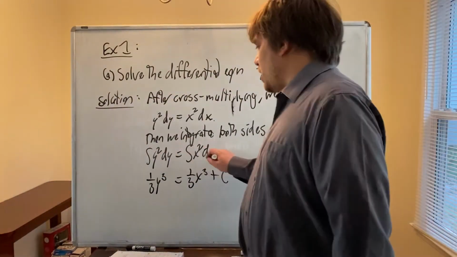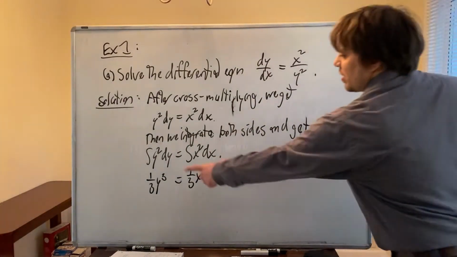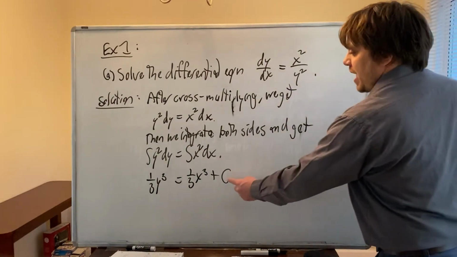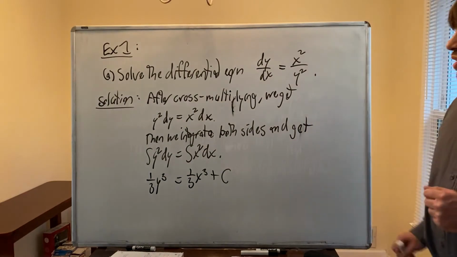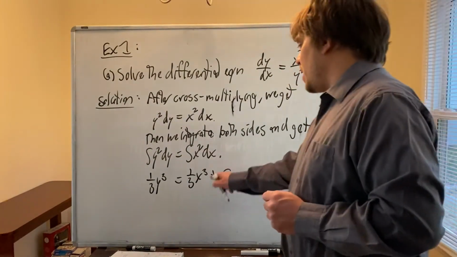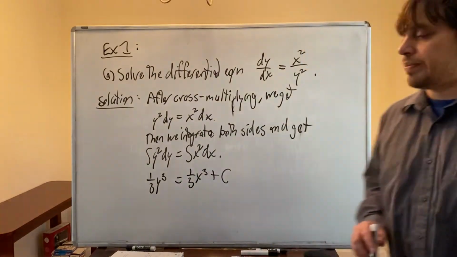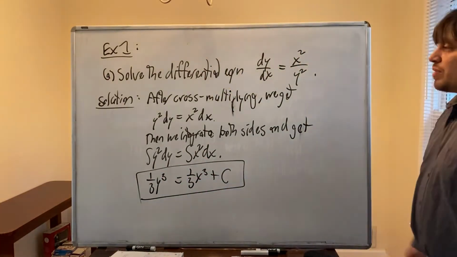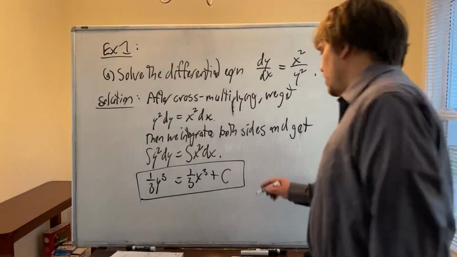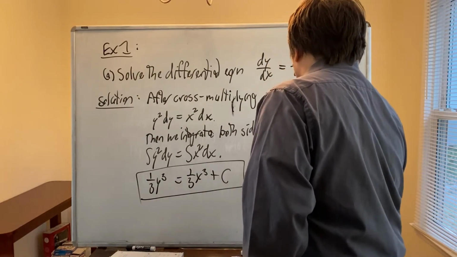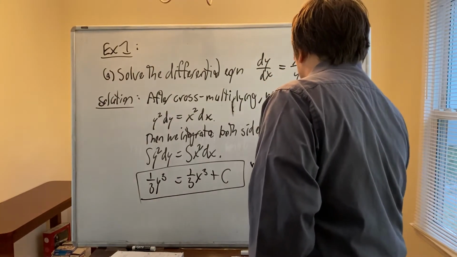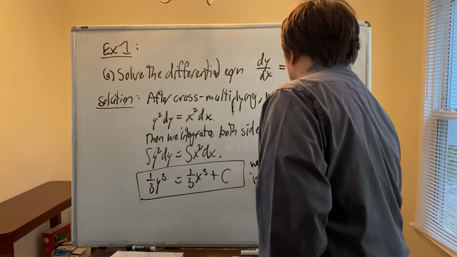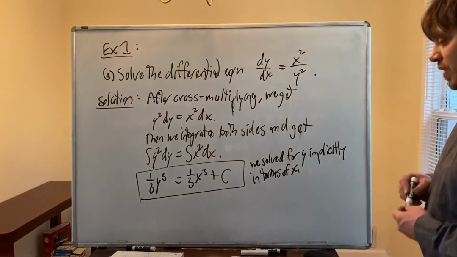Each integral has its own plus some constant, but instead of adding an arbitrary constant to both sides, we can just add one constant to the right side, which would really be adding the difference of the two constants. If I added c1 here and c2 there, instead I could add a constant here that represents c2 minus c1. So here we have 1/3 y cubed equals 1/3 x cubed plus c. And now we have solved for y implicitly in terms of x. Okay, so that's part A.